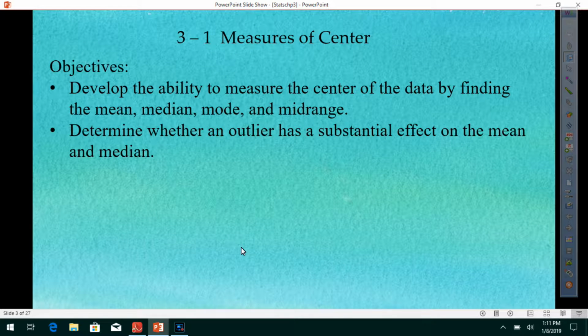Lesson 3.1, Measures of Center. Develop the ability to measure the center of the data by finding the mean, the median, the mode, and mid-range. Determine whether an outlier has a substantial effect on the mean and median. Please put this in your notes.